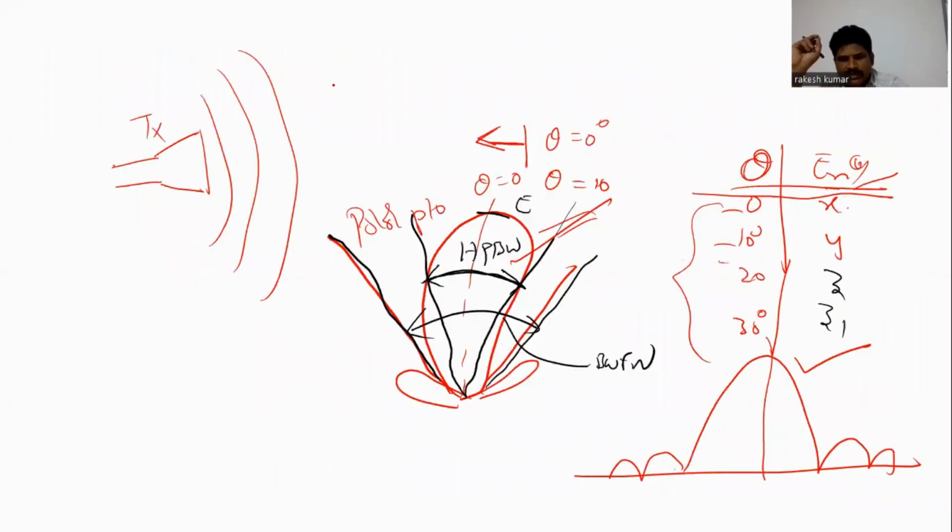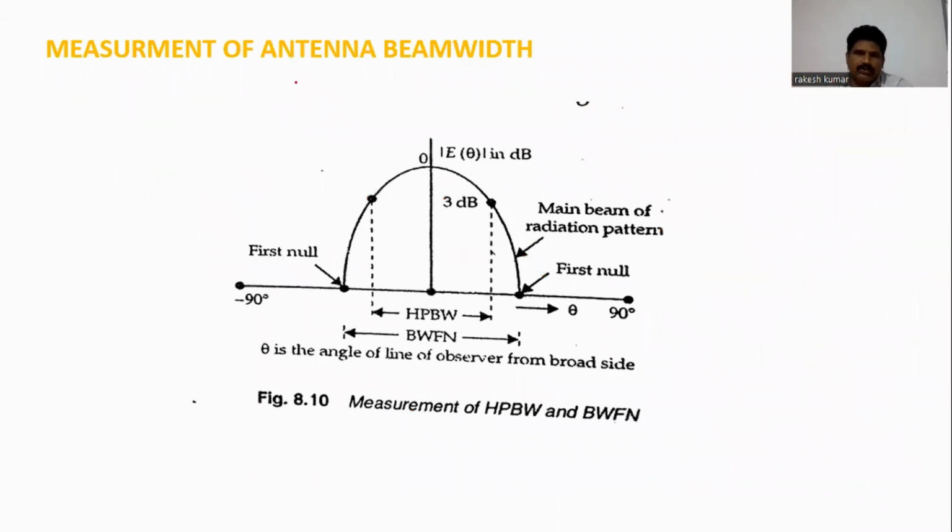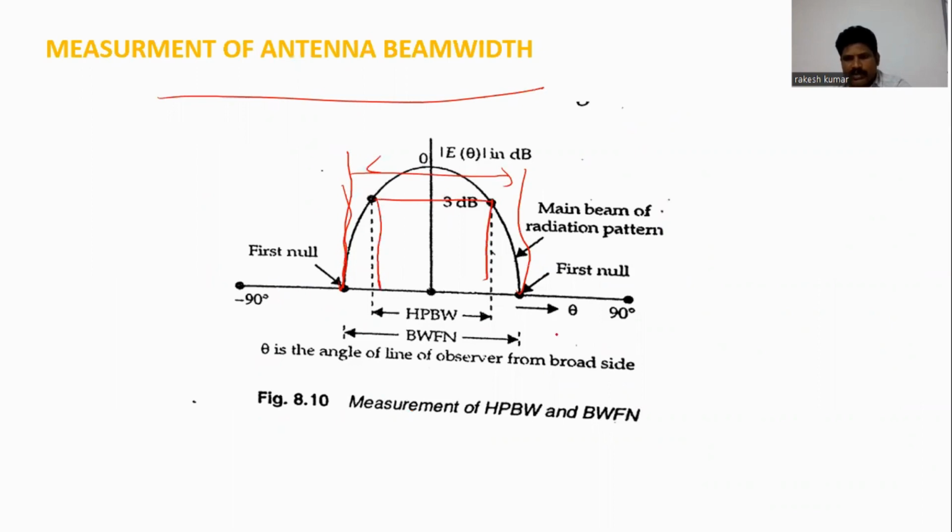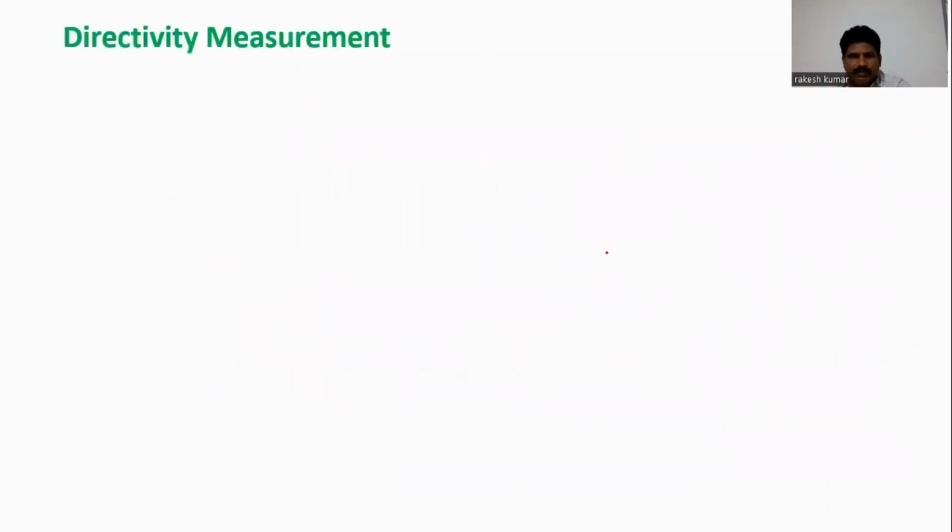So this is the setup. Now I have told you how to measure the half power beam width. Once the radiation pattern is obtained, this angle is nothing but the half power beam width. Whenever the power has fallen by 3 dB, that angle is the half power beam width. So you can calculate the half power beam width.